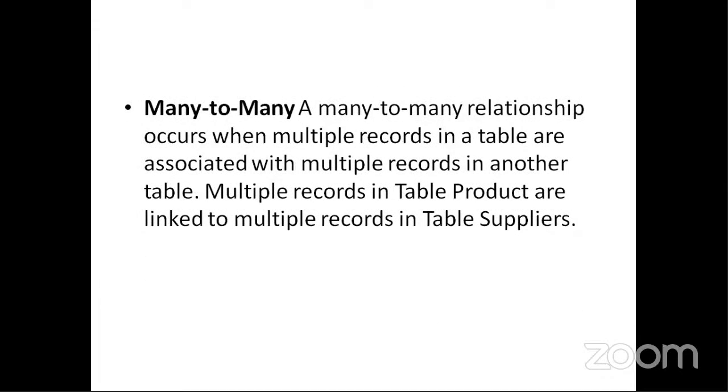Then a many-to-many relationship occurs when multiple records in a table are associated with multiple records in another table. That is, multiple records from one table are associated with multiple records in another table.